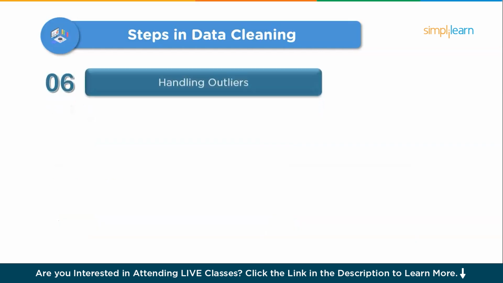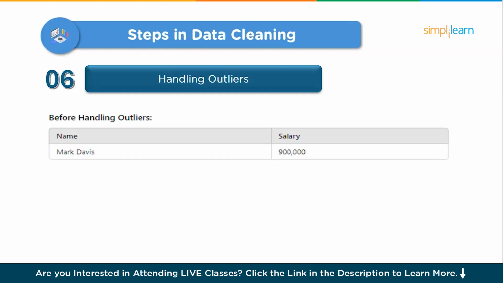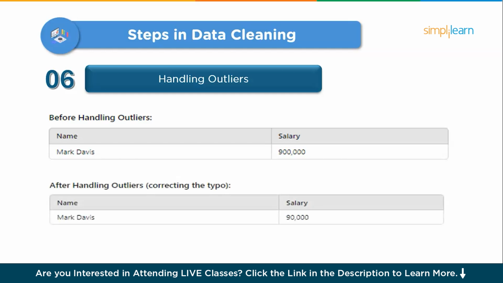Now moving on to the next step, that is handling outliers. Outliers might include a very high salary that doesn't fit the usual pattern. For example, you notice that Mark Davis has a salary of such a high range. If you check the outlier, it is either real or an error. If it's a mistake, you need to correct it. So after we handle it, we can name it as 90,000.